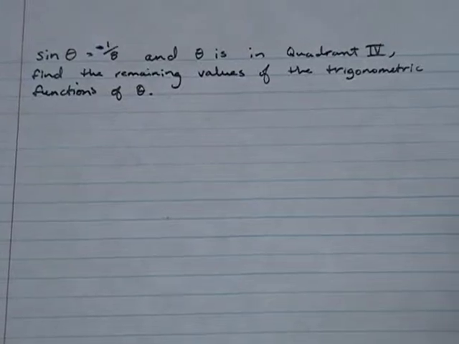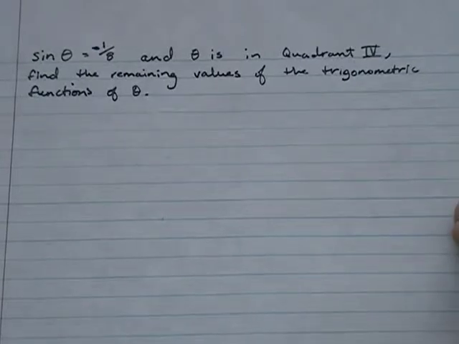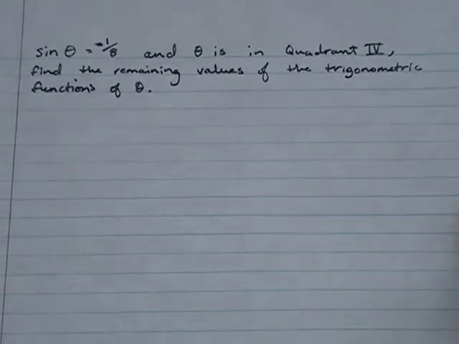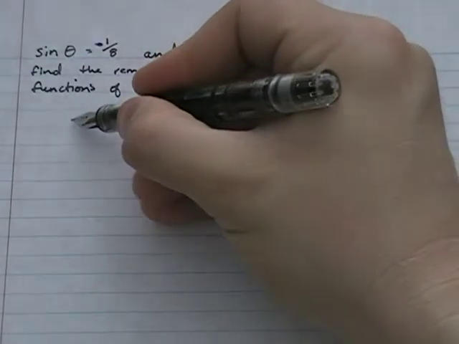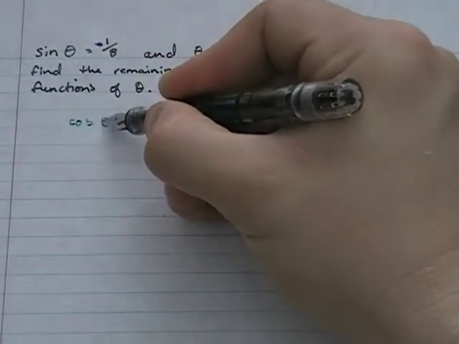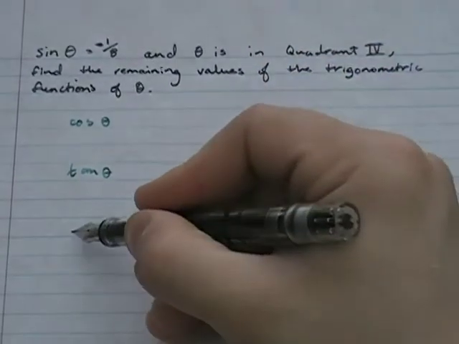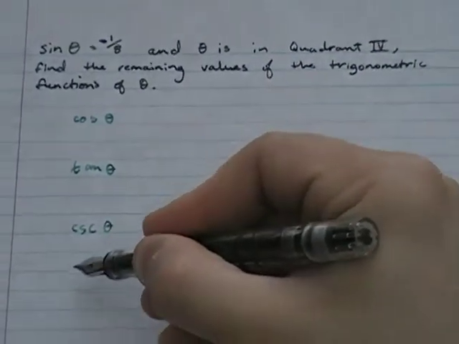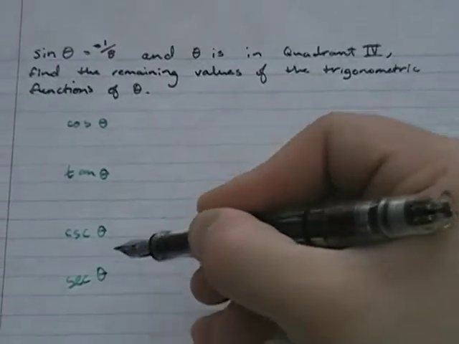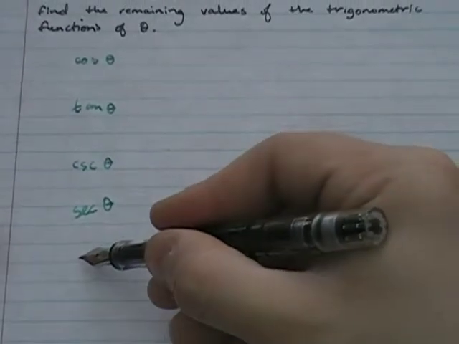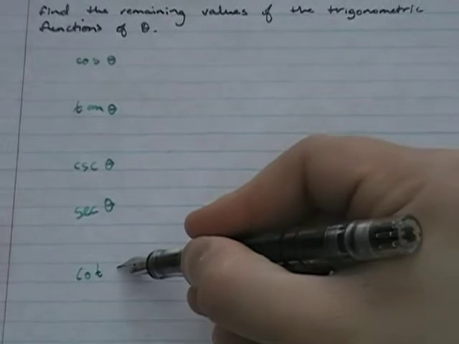The sine of theta is -1/8 and theta is in quadrant 4. Find the remaining values of the trigonometric functions of theta. So the first thing you need to realize is we're looking for cosine of theta, tangent of theta, cosecant of theta, secant of theta, and cotangent of theta.